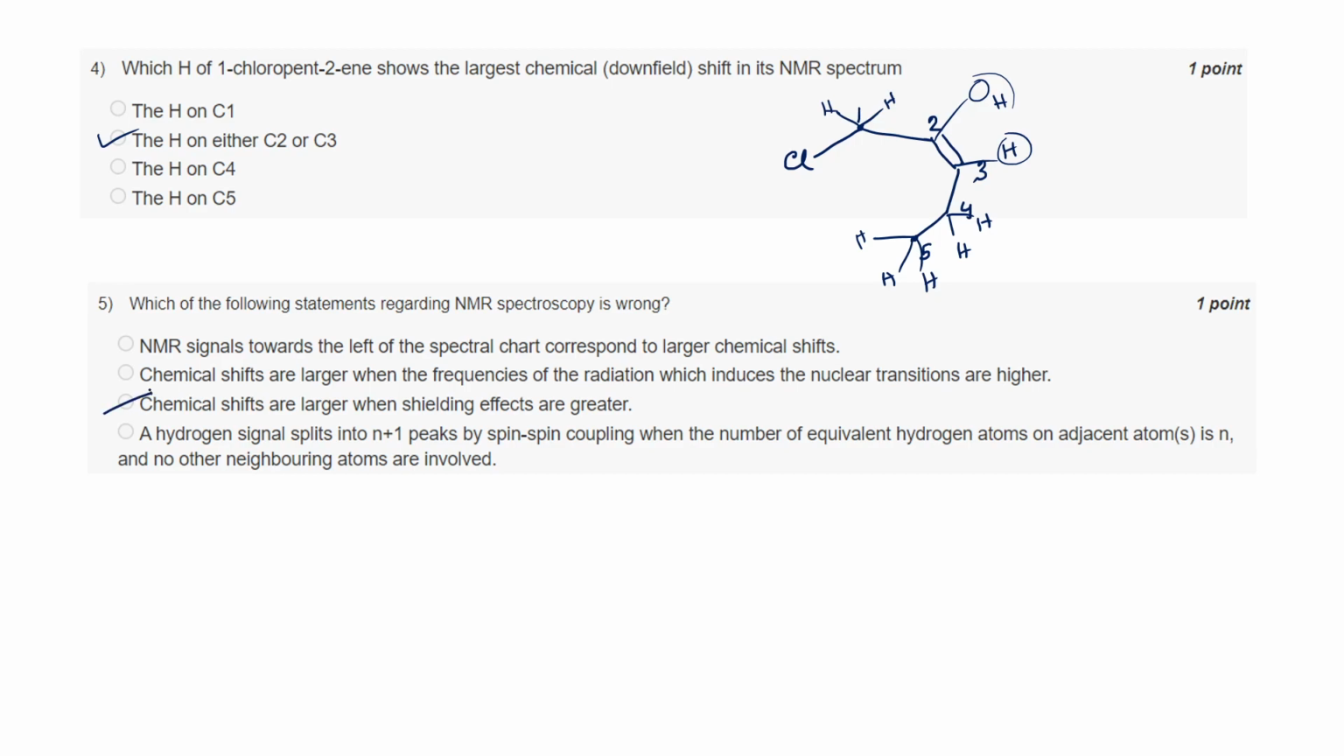The fourth one we will also discuss: a hydrogen signal is split into n plus 1 peaks by spin-spin coupling when the number of equivalent hydrogens in that direction is n, and no other neighboring atoms are involved. Obviously you know this, and we use this in interpretative NMR spectroscopy. When we try to interpret how many protons are there in the neighboring signal, we can get an idea from this spin coupling, right? It is going to be a singlet or triplet depending on the Pascal triangle, right?